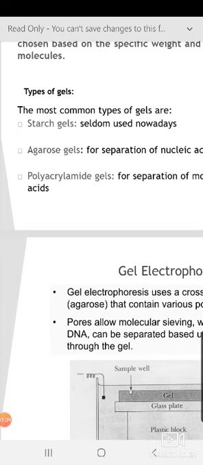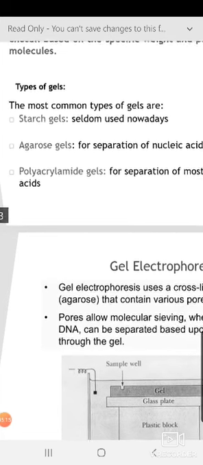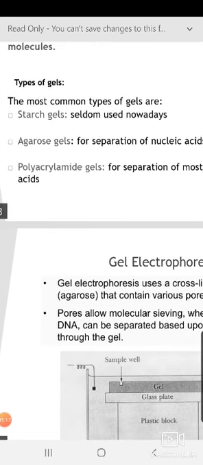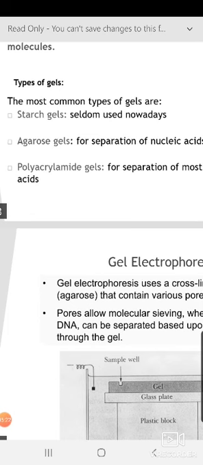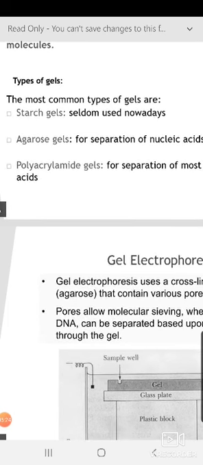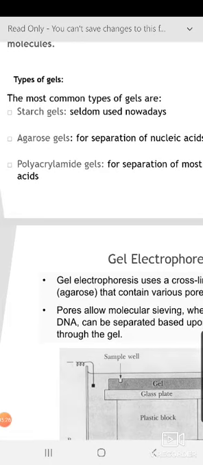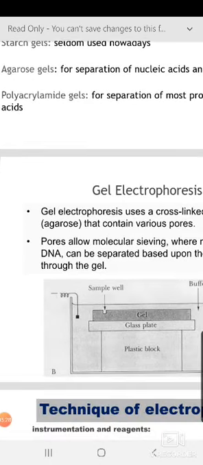Now, if the question comes like write the principle of agarose gel electrophoresis, generally you have to start with the principle, procedure, instrumentation, then detection, then application. So we will go like that. Some more information we will also be discussing.